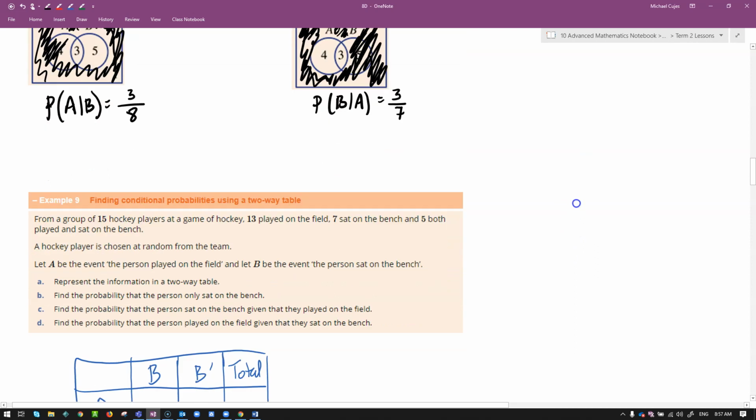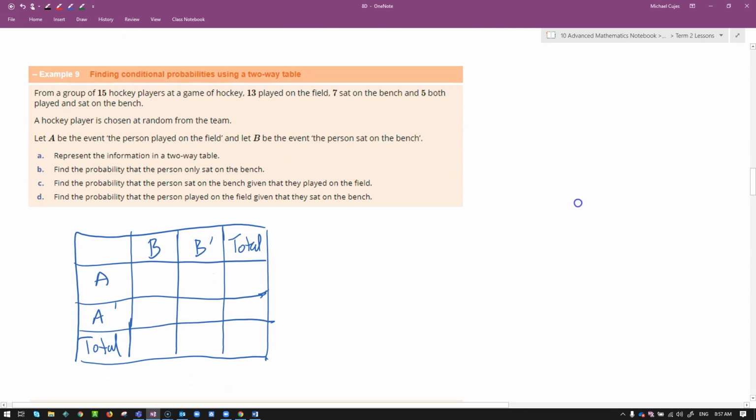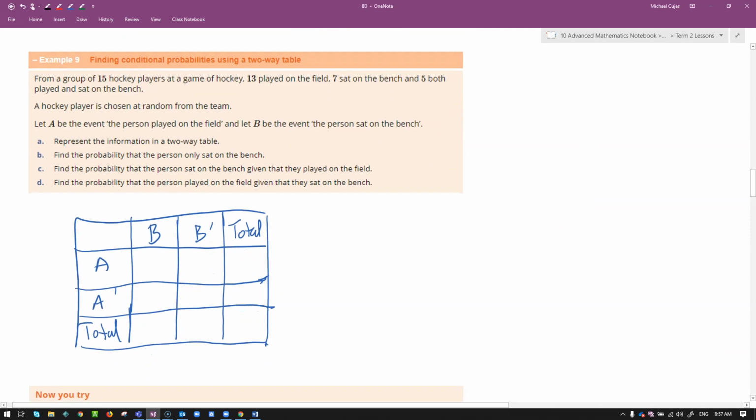So finding conditional probabilities using a two-way table. From a group of 15 hockey players at a hockey game, 13 played on the field, 7 sat on the bench, 5 both played and sat on the bench. So let's fill in what we know.